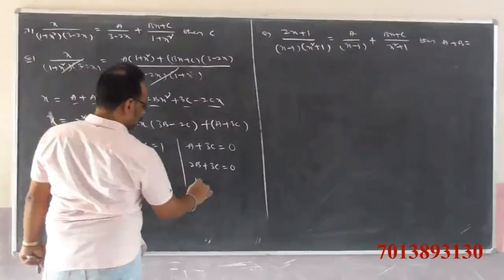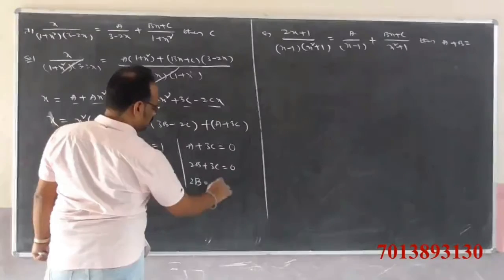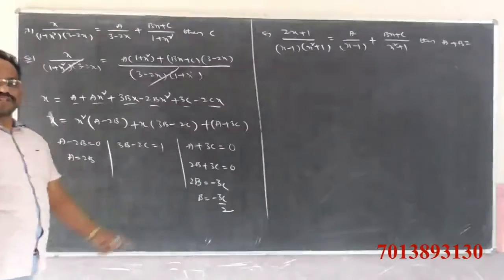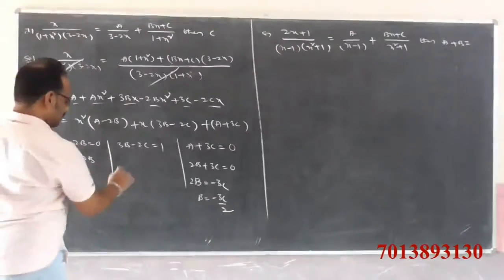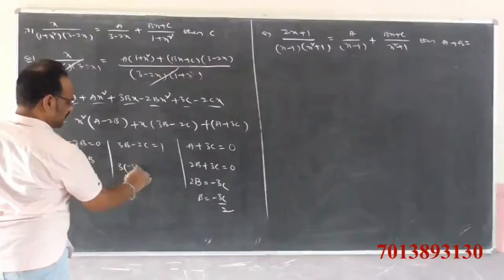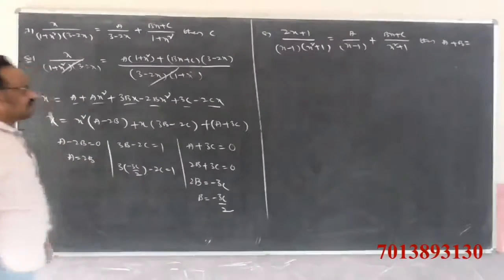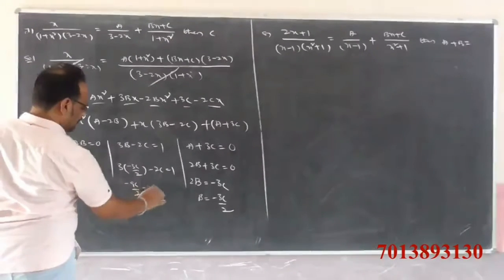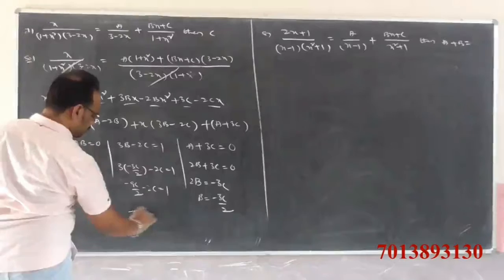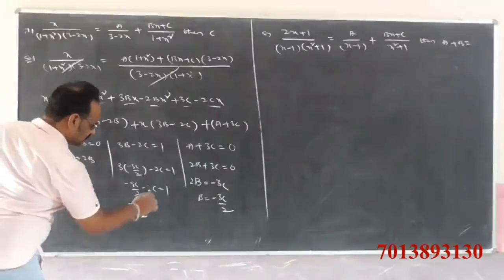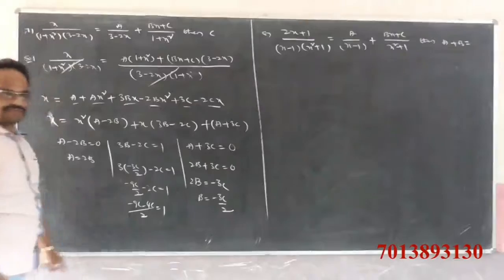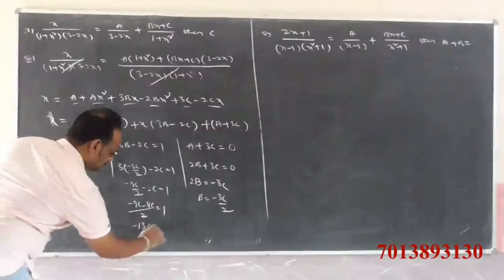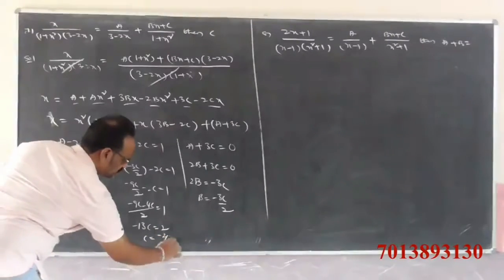We want the b value. So 2b is equal to minus 3c, b is equal to minus 3c by 2. If you substitute here, we get 3 into minus 3c by 2, minus 2c is equal to 1. We want c value. 3 3s are minus 9c by 2 minus 2c is equal to 1. LCM here is 2. Minus 9c minus 4c is equal to 2. Minus 9 minus 4 is minus 13. Minus 13c is equal to 2. C is equal to minus 2 by 13 is the answer.